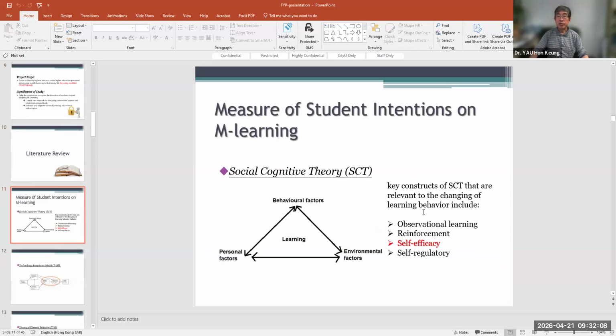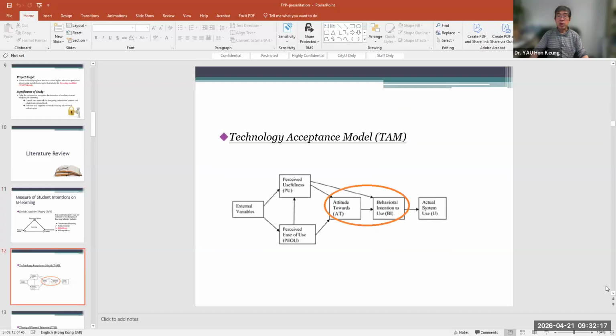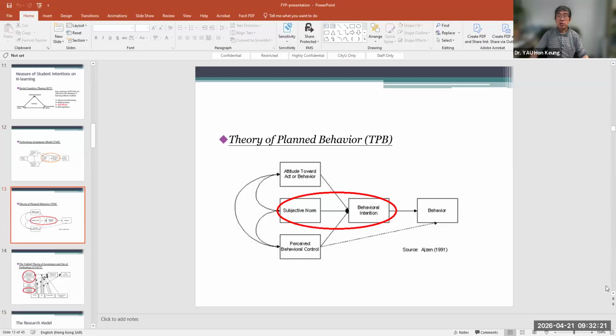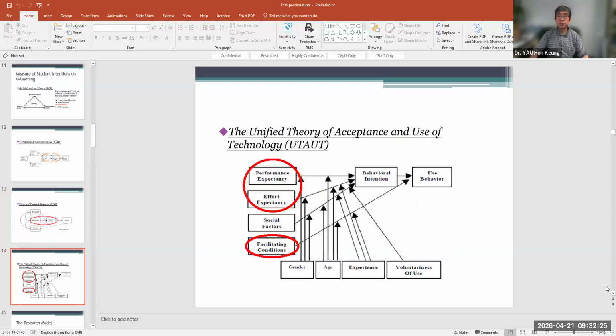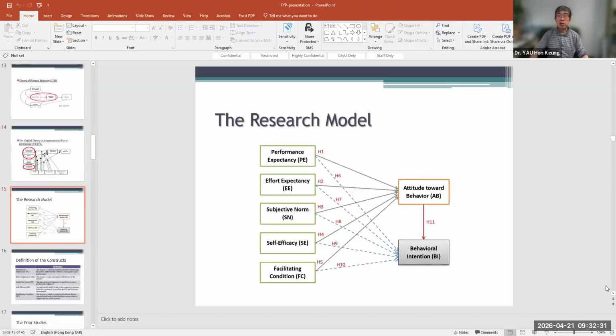Literature review, there's so many, for example, SCT, social cognitive theory. And then there's a TAM, technology acceptance model. TPB, theory of planned behavior. And then try to integrate them together, okay? And then the research, this is my research model. There's an 11 hypothesis.